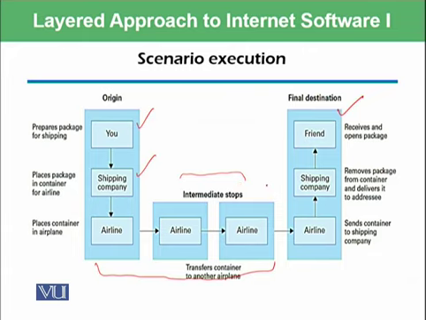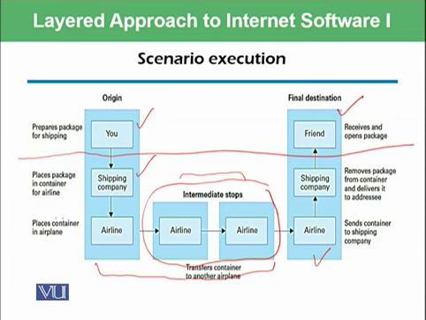All of these intermediate steps are done by the airlines, and then it arrives at the final airline stop in Switzerland, and that airline gives the packet back to the shipping company of that country, and then that shipping company gives this packet to your friend. So basically, we have 3 layers present in this diagram.